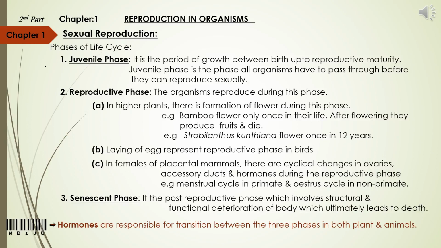So these are the three phases related to life cycle of an organism. And the transition between these three phases is regulated by hormones. It may be plants or it may be animal.